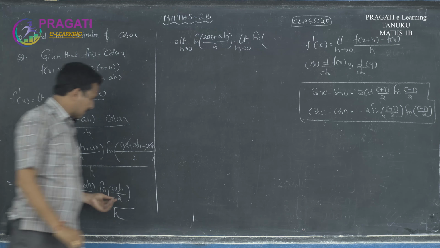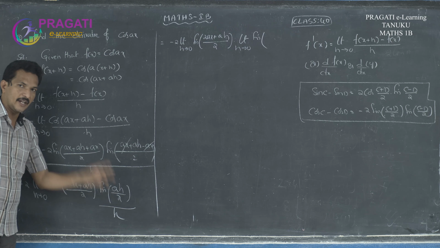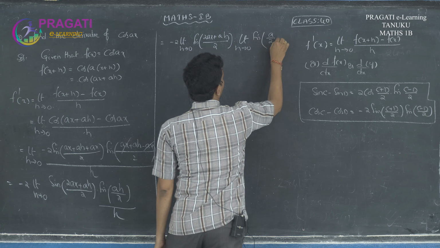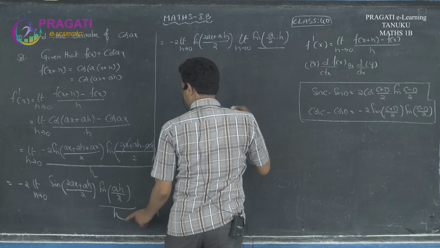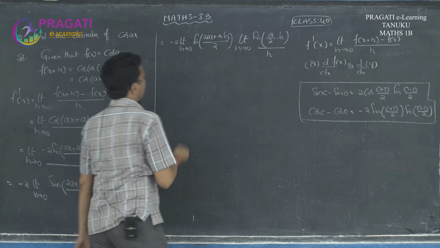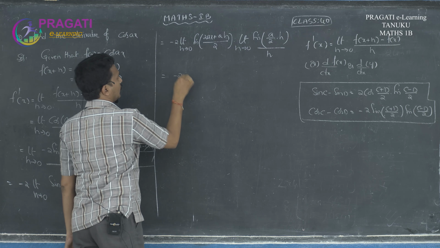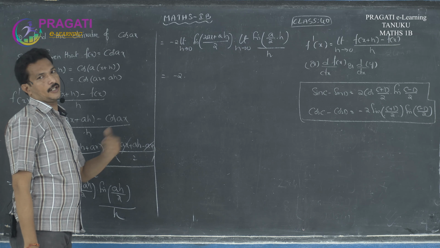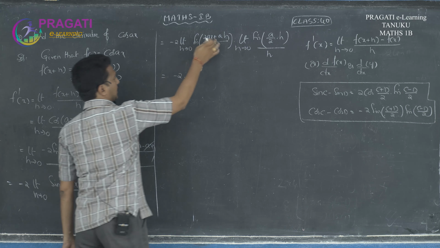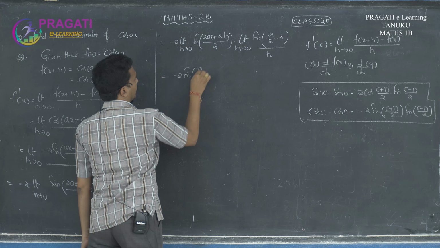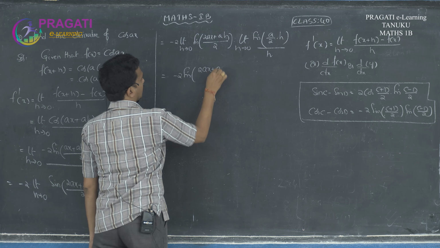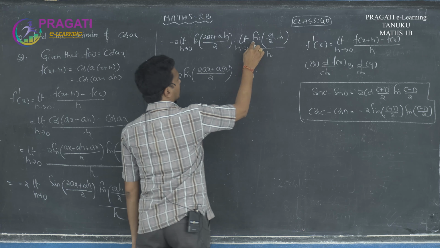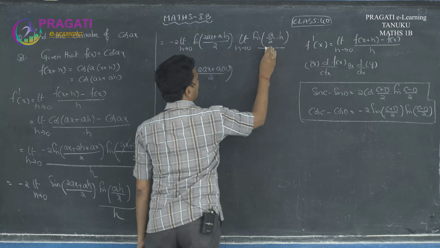Here sin of ah by 2 can be written as a by 2 into h by the remaining term h. Here it is equal to minus 2 into, it is directly substitution. Otherwise there is an alternative method. First of all, to write directly substitution, sin of 2ax plus a into 0 by 2, and it is the formula sin nx by x.